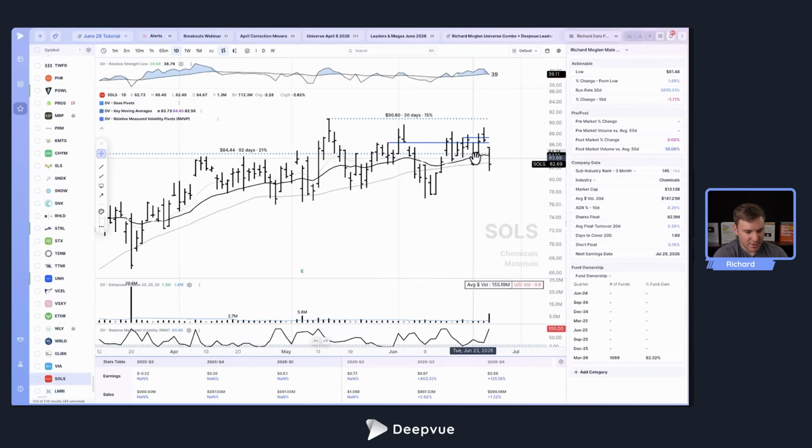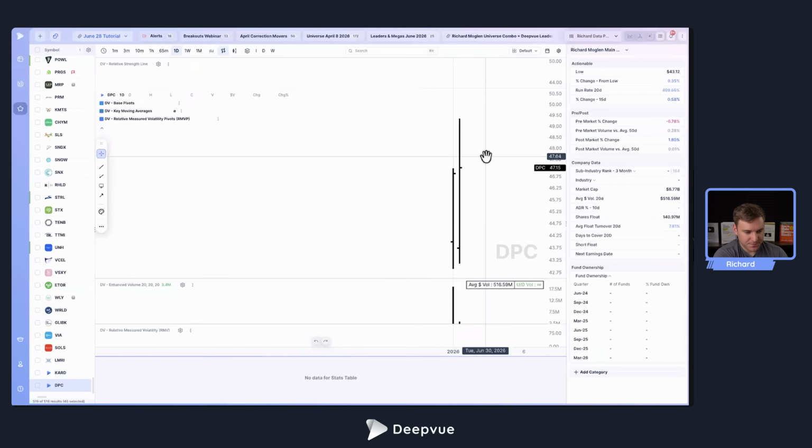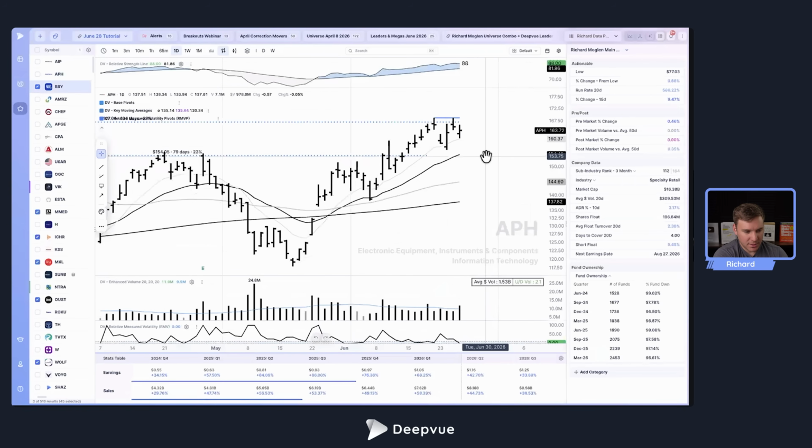Look how choppy the Sol. Well, I don't think Sol is solar actually, but that's a choppy chart. We're looking for clean charts.